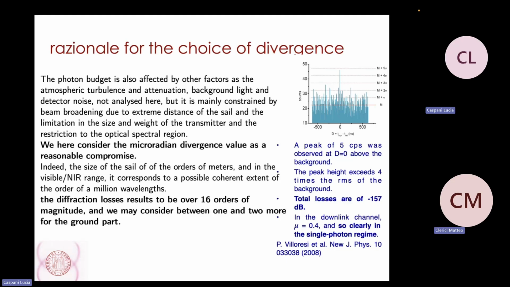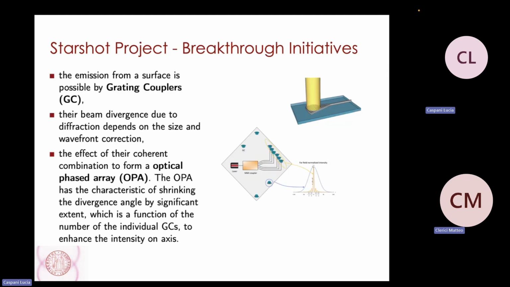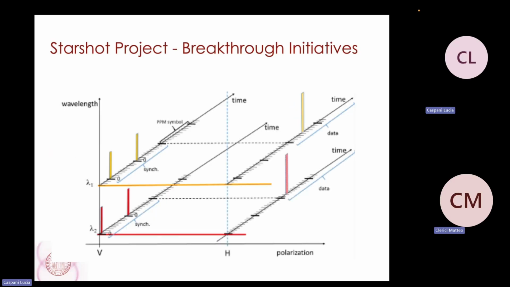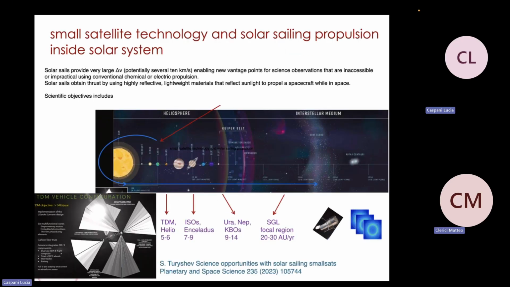And essentially this needs to be in the microradian divergent regime, which can be obtained with a coherent array of individual emitters done by grating couplers on the surface of the sail. If you want to learn more, we also have the error correction code for doing it, and it was a lot of fun, as you can imagine.